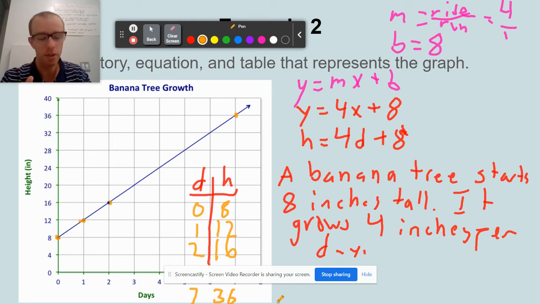So now I was given this graph and I was able to tell a story with it. A banana tree starts 8 inches tall and it grows 4 inches per day. I was also able to create an equation that represents that relationship. And I was also able to create a table. And so this is getting more and more to high level stuff that I hope you can accomplish with math.